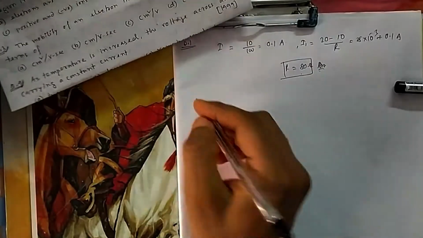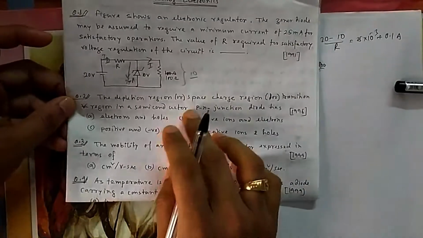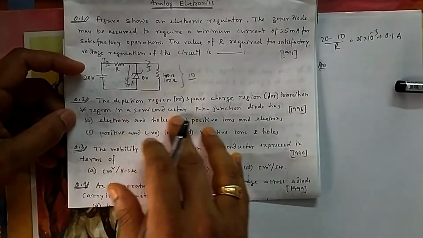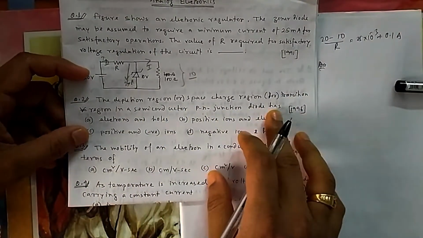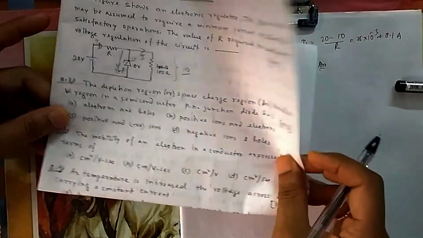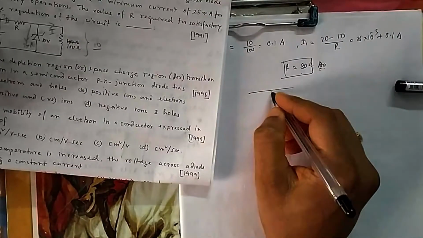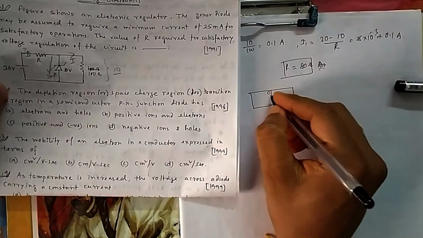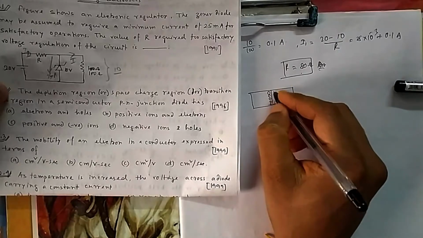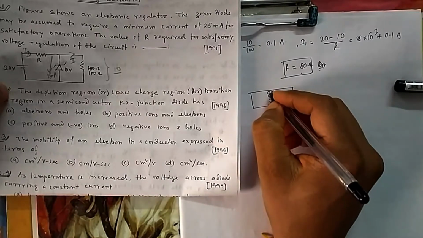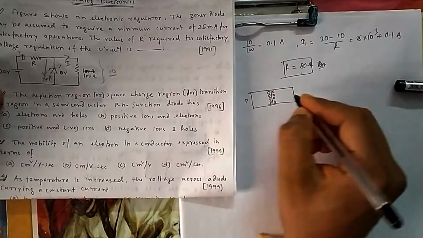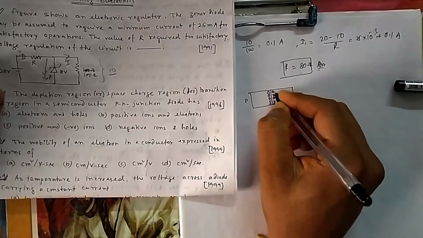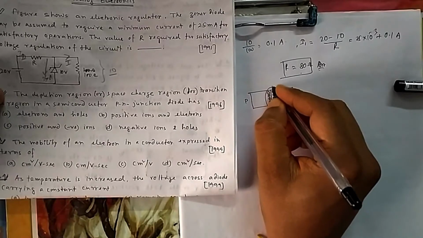Now in question number 2, what are they asking? The depletion region, or space charge region, or transition region, all are the same, in a semiconductor PN junction diode is. For that you need a basic PN junction concept. I think all of you have it. If you don't, you can see any textbook. You will see there is a depletion layer, where the positive and negative charges are. The negative charge ions will be on the P side and positive ions on the N side, and they form a depletion layer.